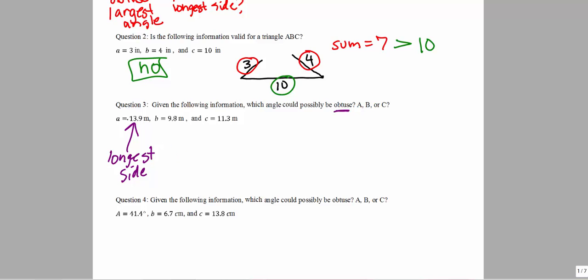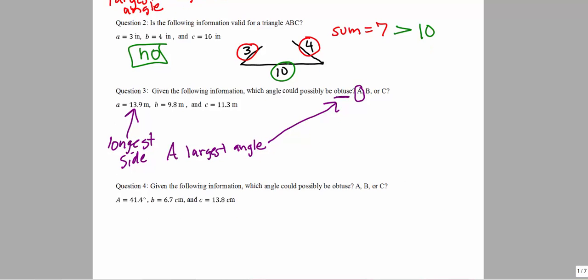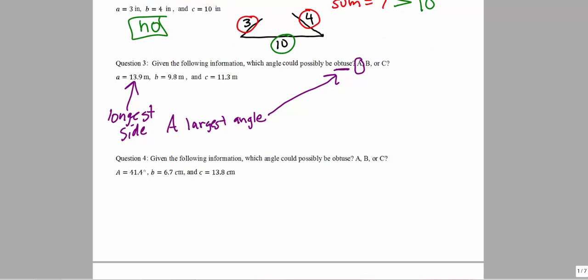And so what that tells us, if side A is the longest side, then angle A has to be the largest angle. And the largest angle is the only angle that could possibly be obtuse within the triangle. So angle A is the only one that could possibly be obtuse. Doesn't mean that it is obtuse, means that it is the only one that could possibly be obtuse.